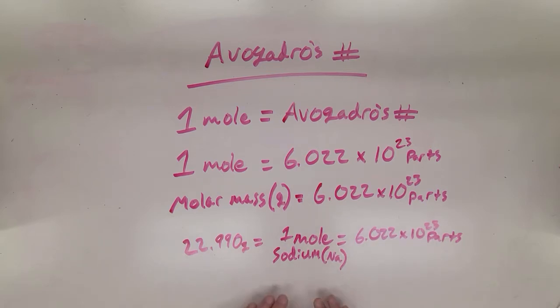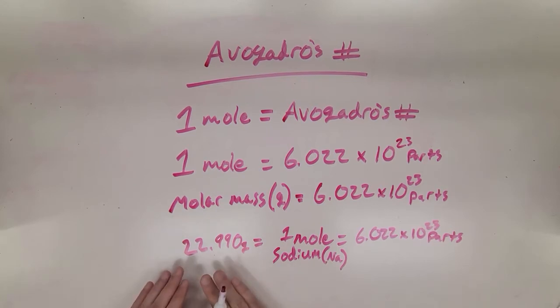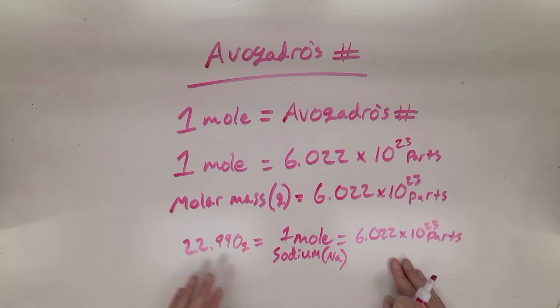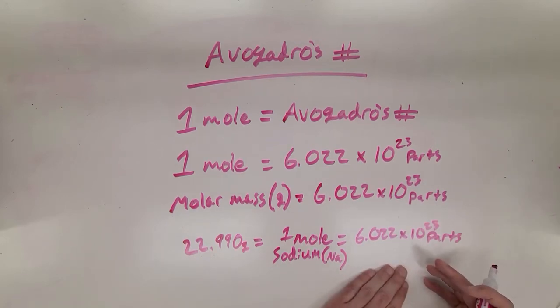So one example I wanted to look at was sodium, represented with Na on the periodic table. Sodium has a molar mass of 22.990 grams per mole. That means that if you had 22.99 grams of sodium, you would have 1 mole of that substance. And in this many grams, you would also have 6.022 times 10 to the 23rd atoms of that substance.